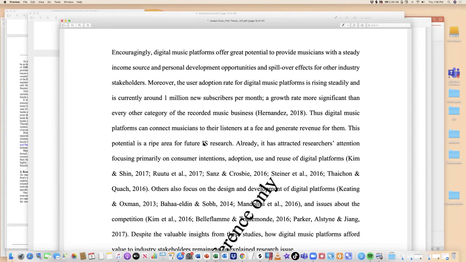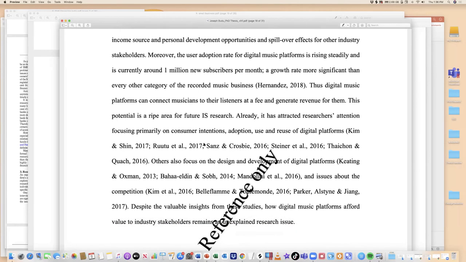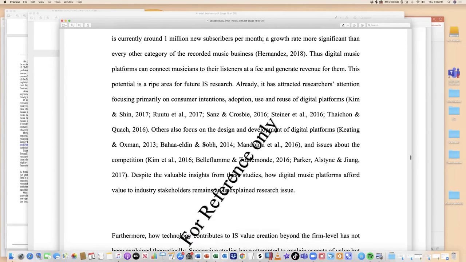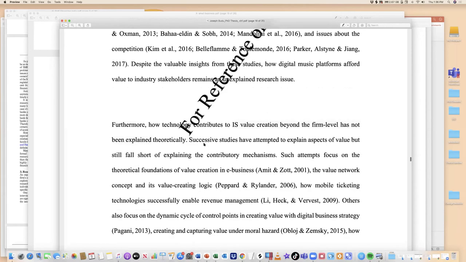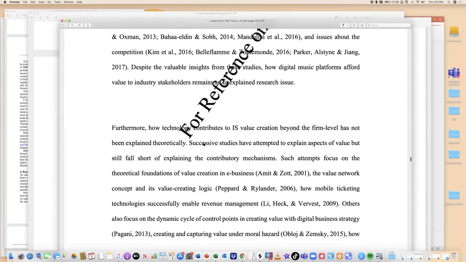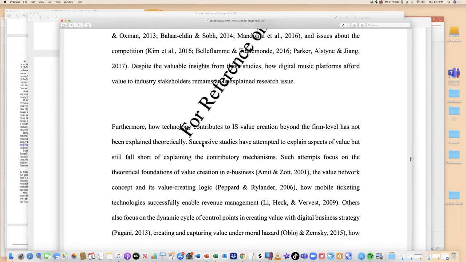Already, it has attracted, so it's gradually introducing the research part. It has attracted researchers' attention, focusing primarily on consumer intentions, adoption, use, and reuse of digital platforms. Others also focus on design and development of digital platforms and issues about competition. Despite the valuable insights from these studies, how digital platforms afford value to industry stakeholders remains an unexplained research issue. Furthermore, how technology contributes to IS value creation beyond firm level has not been explained theoretically. Successive studies have attempted to explain aspects of value, but so far fall short of explaining the contributing mechanism.